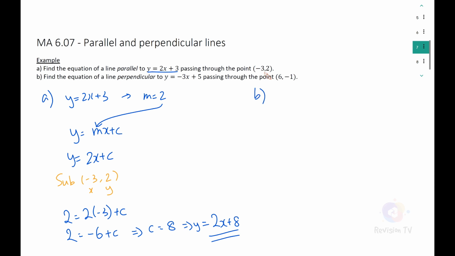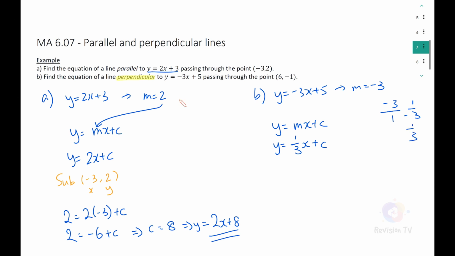Part B. Let's try this one. Same thing. y equals minus 3x plus 5. Now we know the gradient here is minus 3. But because of the word perpendicular, it means it will be the negative reciprocal for the gradient in our new equation. So y equals mx plus c. This time the gradient will be a third, so a third x plus c, because it's perpendicular. So the negative reciprocal will be a third. Minus 3 over 1, flip it, 1 over minus 3, put a negative, minus a third.